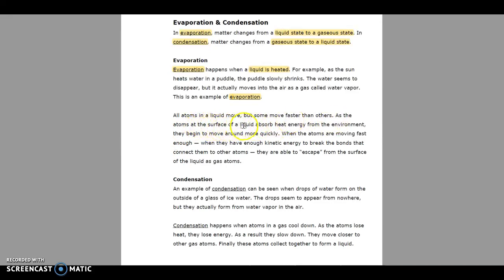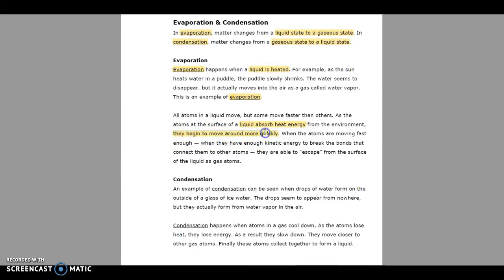So since this is talking about evaporation, we know it's talking about liquid to gas. What is it saying about liquid to gas? As the atoms at the surface of the liquid absorb heat energy. Okay, so that's probably important. A liquid absorbs heat energy from the environment. We call heat energy thermal energy. They mean the same thing. They begin to move around more quickly.